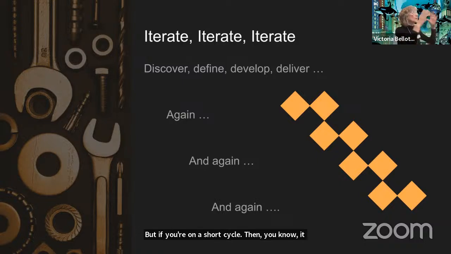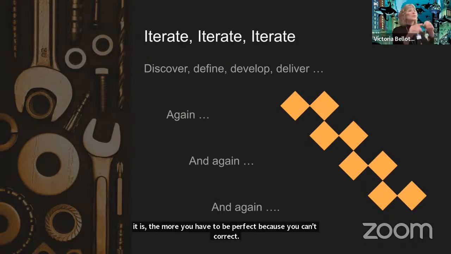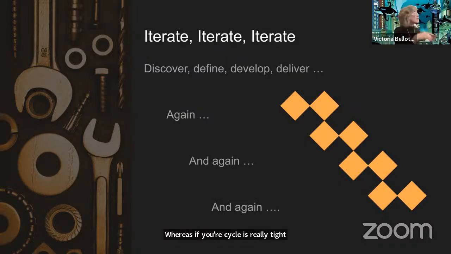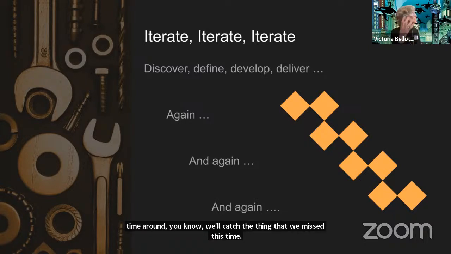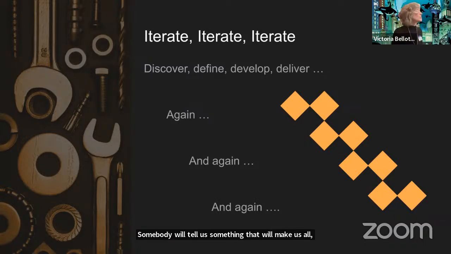It's almost like the longer your cycle is, the more you have to be perfect, because you can't correct. Whereas if your cycle is really tight, then you can do a scrappy study. Yeah, it wasn't great, but the next time around we'll catch the thing that we missed this time. Somebody will tell us something that will make us completely change it. We can be so much more agile with that really tight cycle.